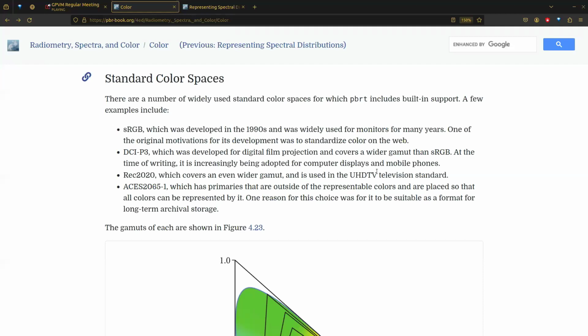There's ACES 2065-1, I guess, which has primaries outside of the representable colors and placed so that all colors can be represented by it. One reason for this choice is for it to be suitable as a format for long-term archival storage.